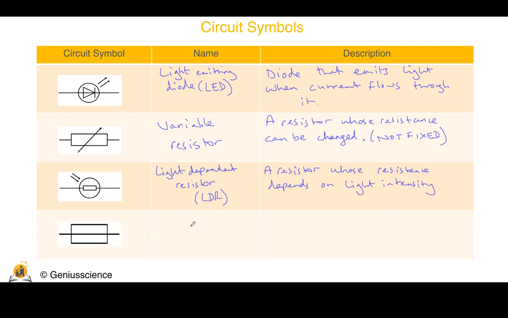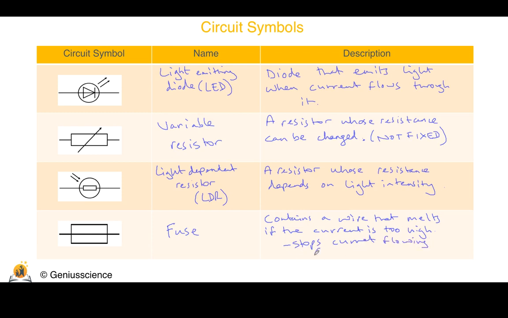Now for our last circuit symbol, here we have the circuit symbol for a fuse. And a fuse contains a wire that melts if the current is too high. This melting of the wire stops current flowing, and therefore acts as a safety mechanism.